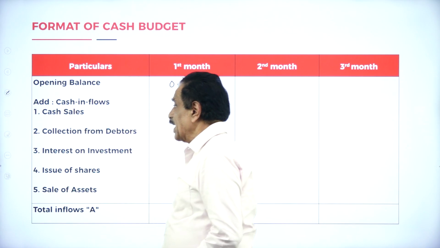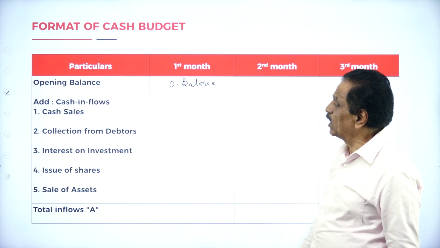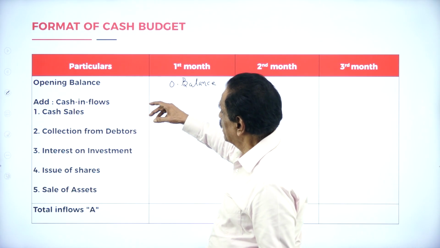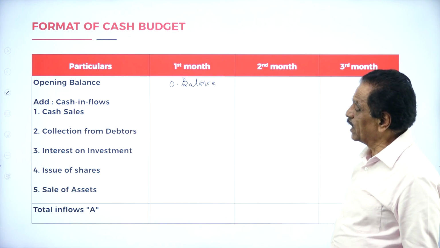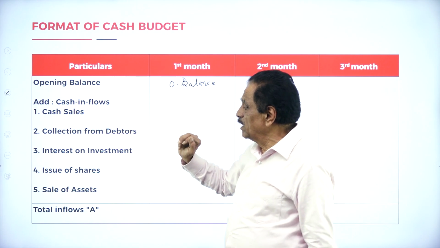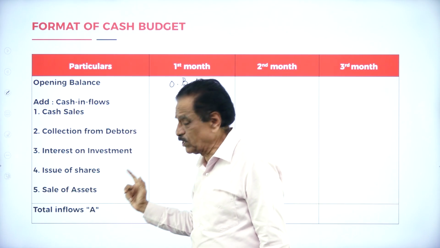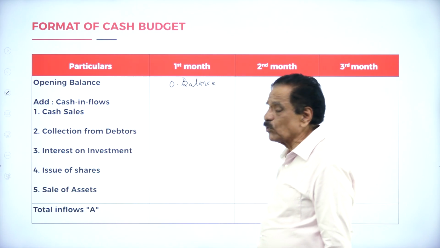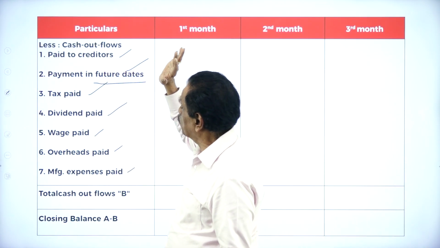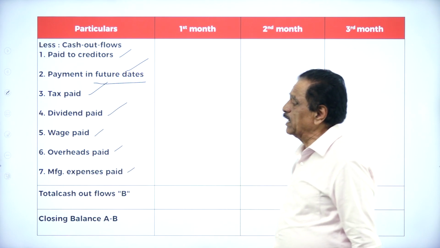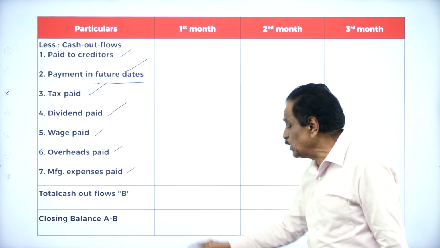Here, regarding the cash budget, we start with the opening balance. Opening balance you have got, add cash inflows: cash sale, collection from debtors, interest on investment, issue of shares, and sale of asset. That's the total cash inflow. Then you pay the outflows: paid to creditors, payment at a future date, tax paid, dividend paid, wages paid; cash outflow will come.